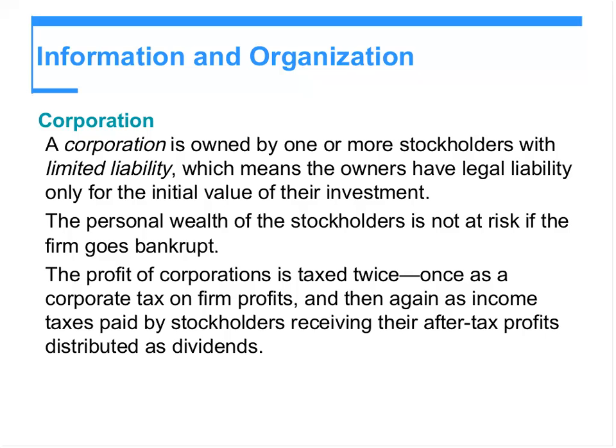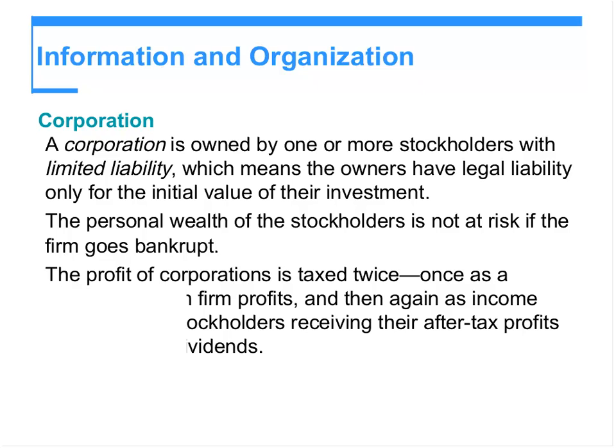So the profit of a corporation is taxed twice. Once as a corporate tax on the firm's profit, and then again as an income tax paid by a stockholder receiving the after-tax profit distributed as dividend.